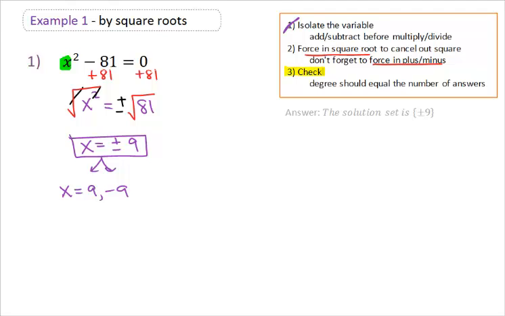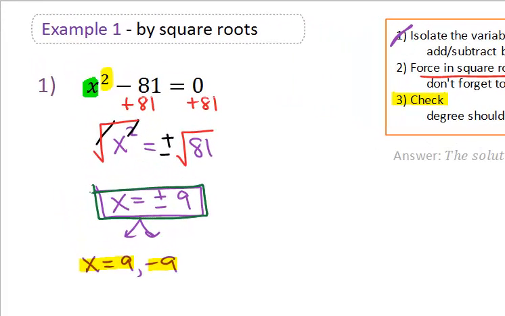So I have checked it. And don't forget to check that you have the correct number of solutions. This is a degree 2 problem, and I should have 2 solutions. And I do. So I have my final answer here of x equals positive and negative 9.